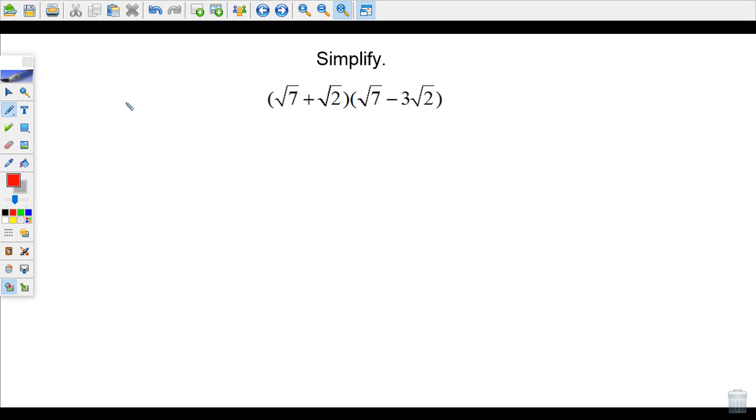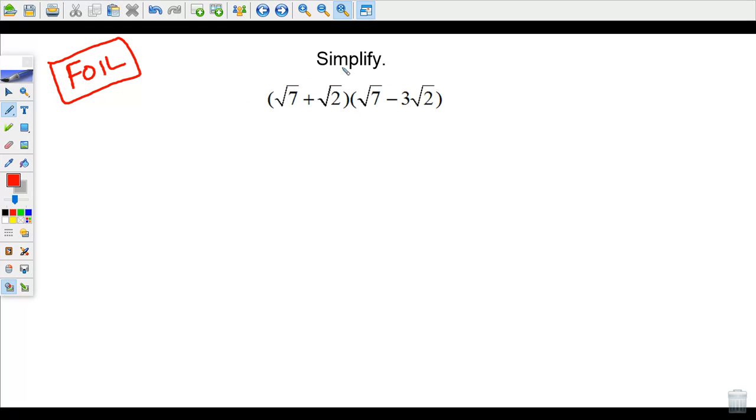expression. Here's what I'm talking about if you like FOIL. You can FOIL, meaning multiply the first ones together, multiply the outside ones together, multiply the inside ones together, multiply the last one in each grouping together, or you can just think of it as distributive property. So I'm going to go one thing at a time here.